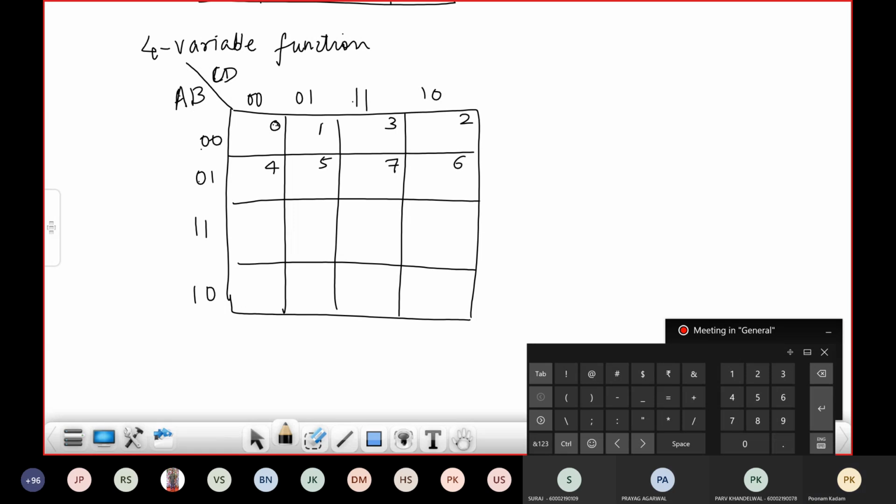Okay. Now let us first write the minterm for the last row. For the last row, the first cell of the last row is associated with which minterm? What is the minterm for this cell?